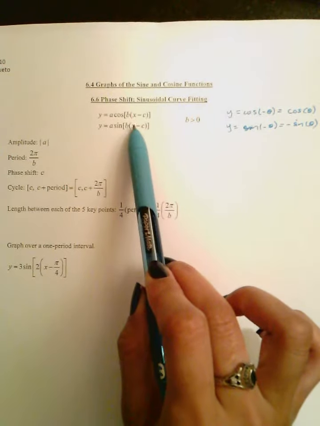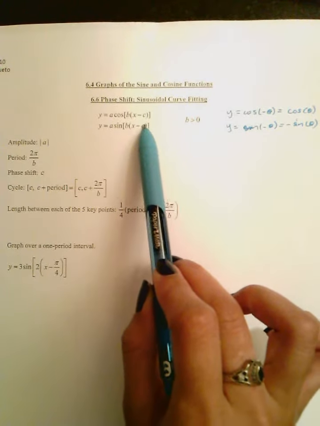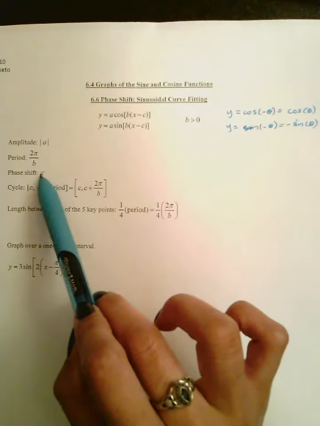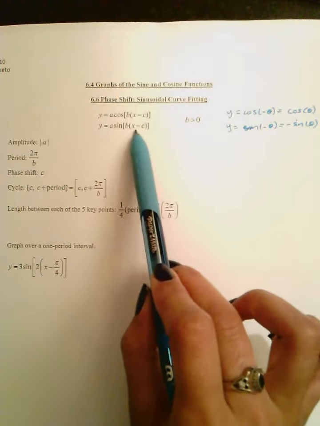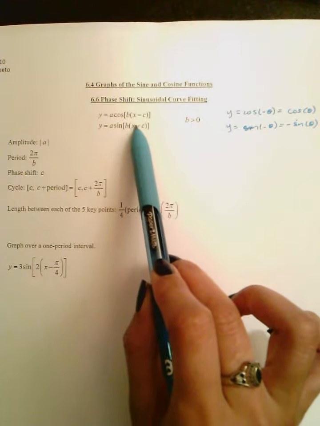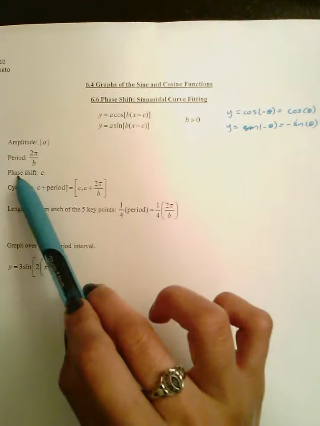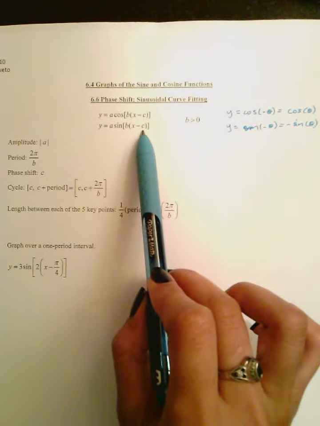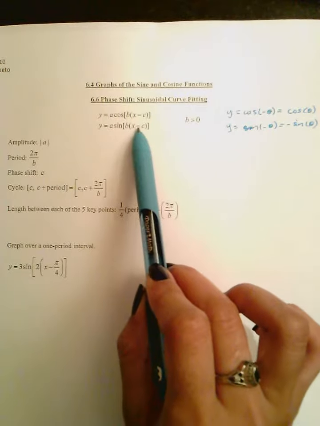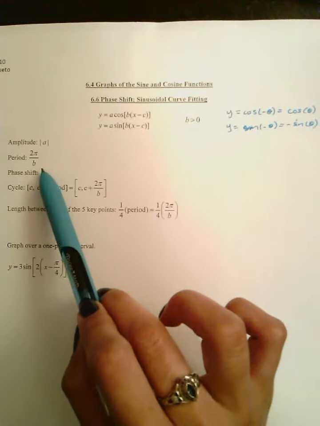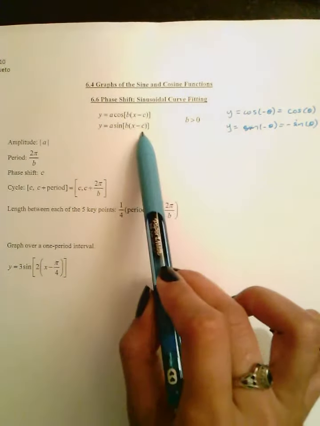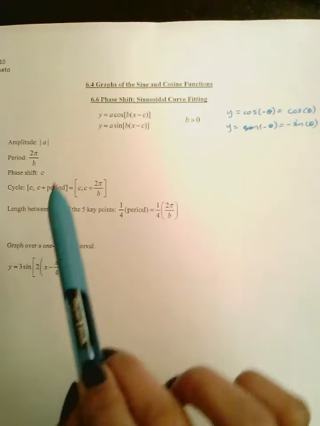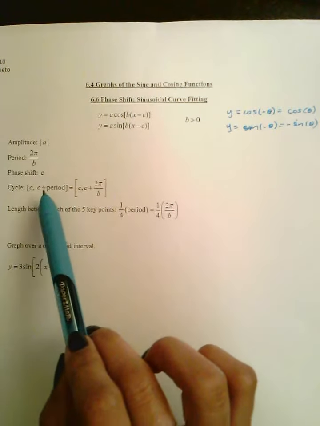If you had x plus a 3, for example, then this number, the phase shift, is going to be the opposite of what you see in here. So if you had, for example, x minus 2, then the phase shift is going to be just positive 2. If this is x minus 10, then the phase shift is going to be 10. So we always take the opposite of what we see in here. The cycle is going to start at c.